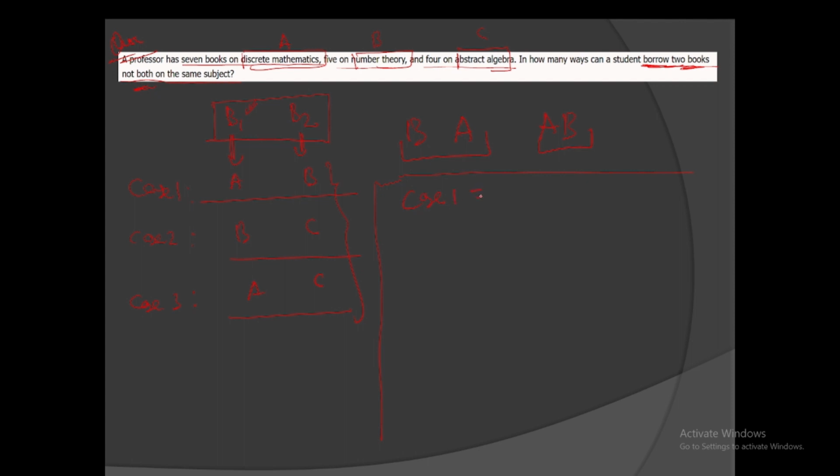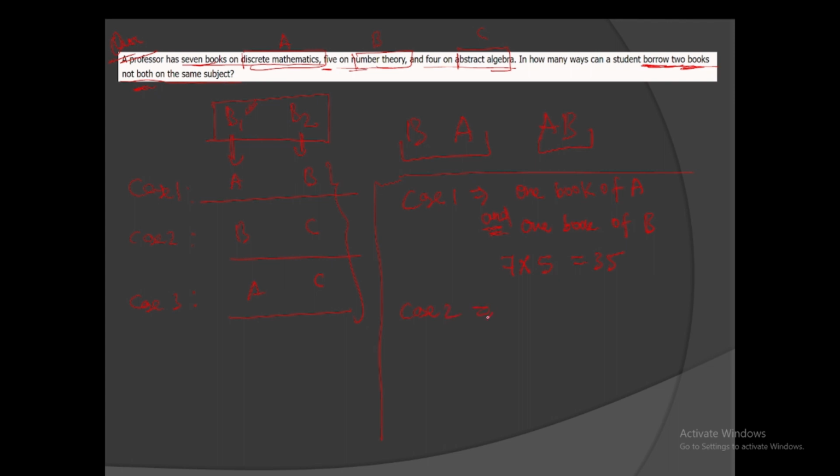Case 1 says one book of A and one book of B, right? Here it will be "and" not "or" because we need to choose 2 books. If we choose only one book, our action is not complete. To complete our action, we need to choose another book also. So "and" also signifies mustness, like it is a must to select the other book. Choosing book A, we have 7 books, so choosing one book out of 7 is 7 ways, and choosing one book of B, we have 5, so it will be 35.